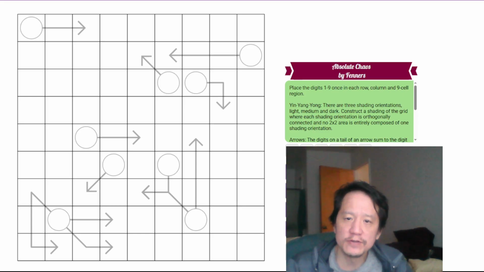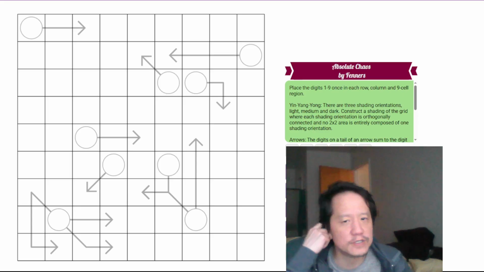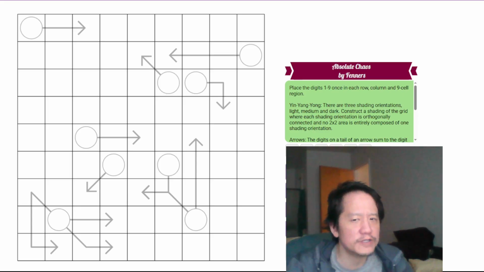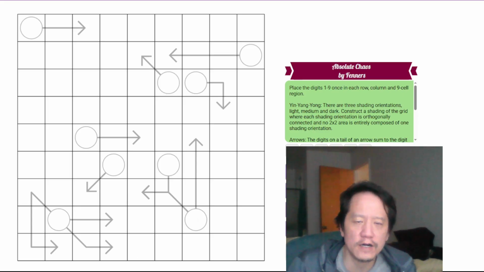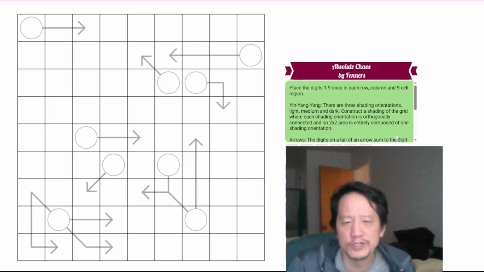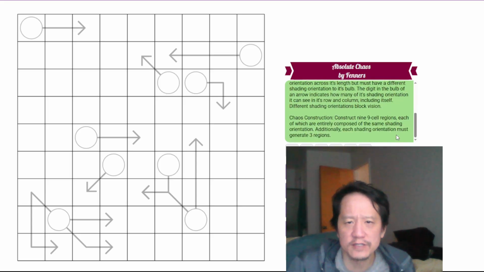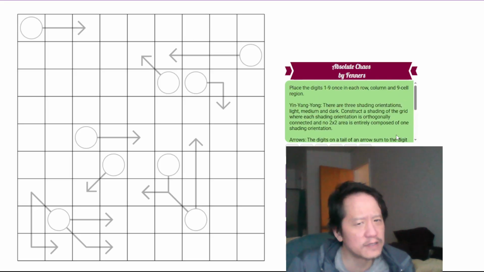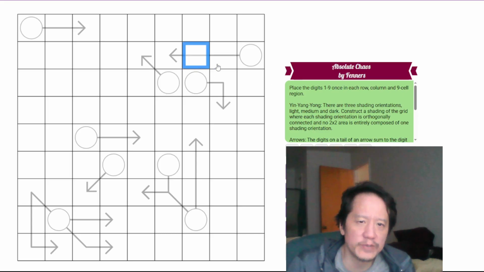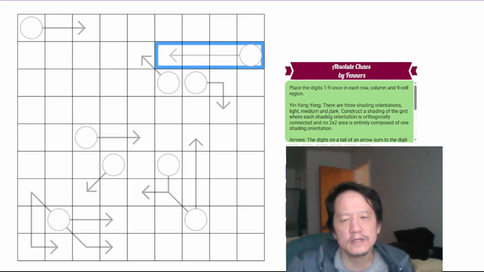Chaos by Fenners. And we've done something very similar to this, I think where they introduced yin, yang, and yang as a rule set, but it was also a chaos construction. And I think the rules are very similar actually. Actually, I think they're almost exactly the same. Yeah, all the rules are exactly the same. It's just that the arrows are different. Anyways, let's get to the rules.